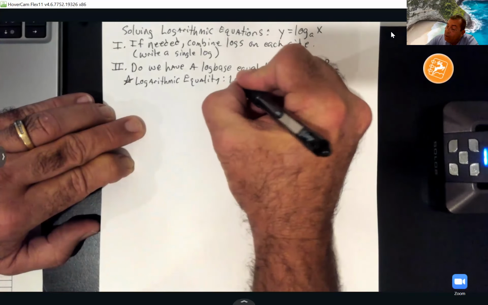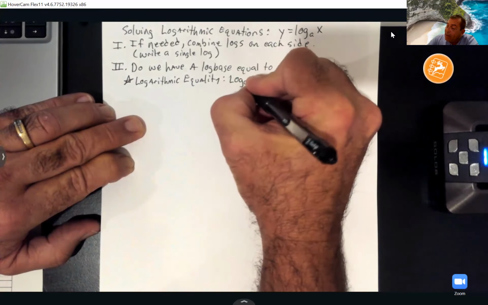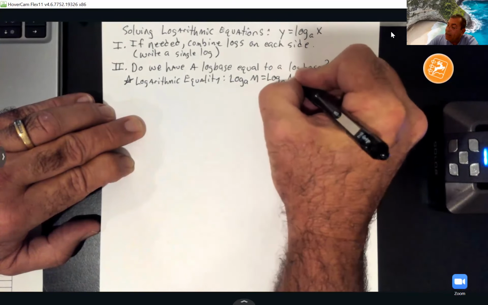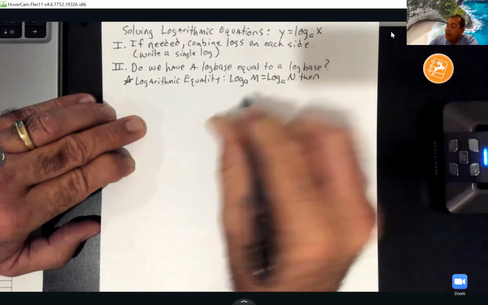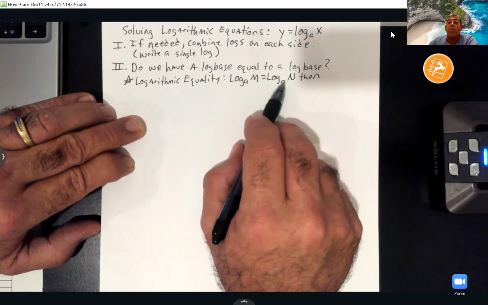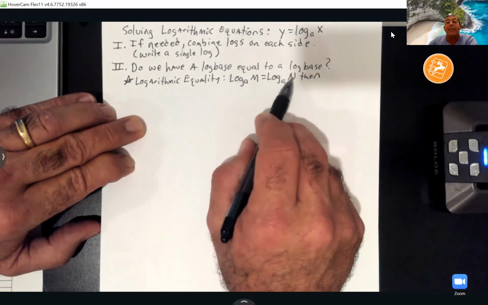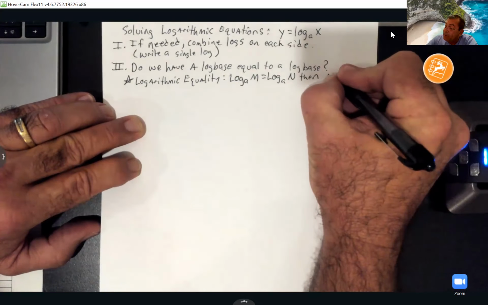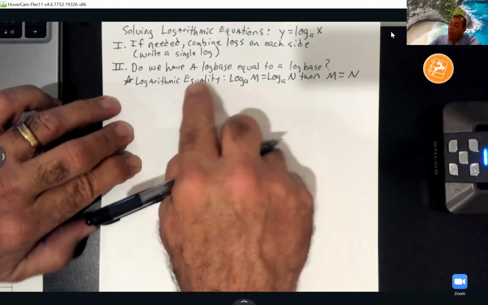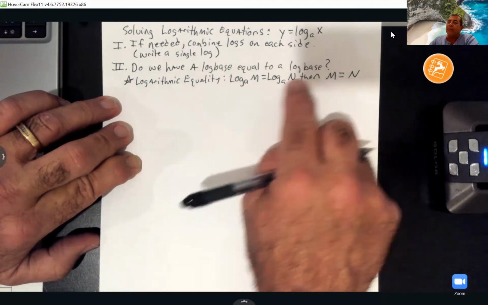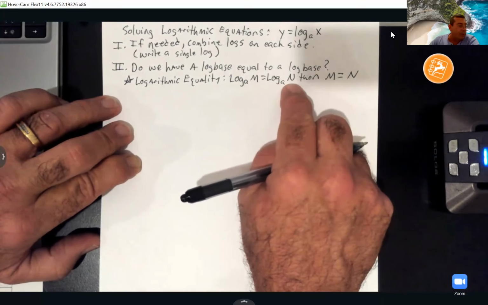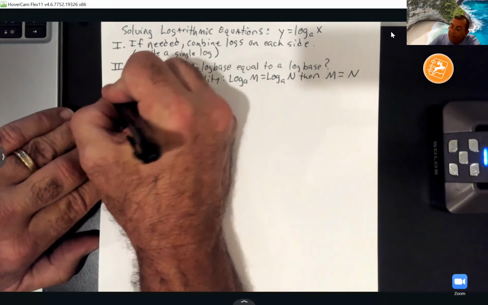Well, y'all, if the logs match, so if I got a log base A of m equal to a log base A of n, so if the bases are the same and you got 2 sides that are equal, that means this m has to equal that n. Okay, so if I got a log on each side, that's what I'm going to do. I'm going to write it as the result equals the result.